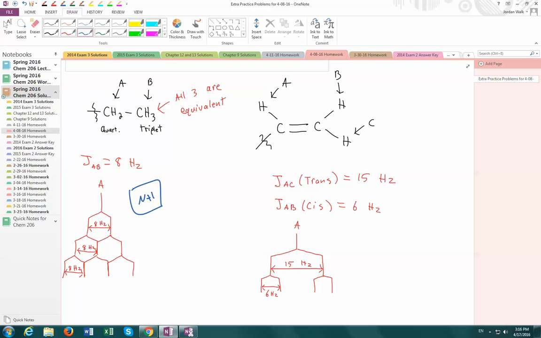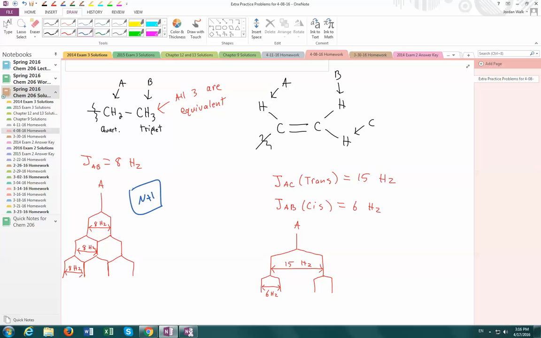So what happens is this initial signal of protons A is going to get split 3 times. Because all of these B protons are equivalent, they're going to have the same coupling relationship with A. So these 3 protons here are going to split the A signal 3 times, but by the same amount. That relationship, I've just come up with 8 hertz.